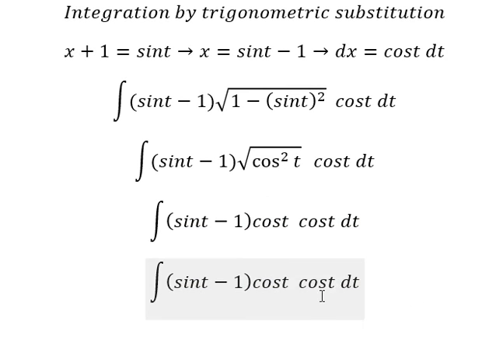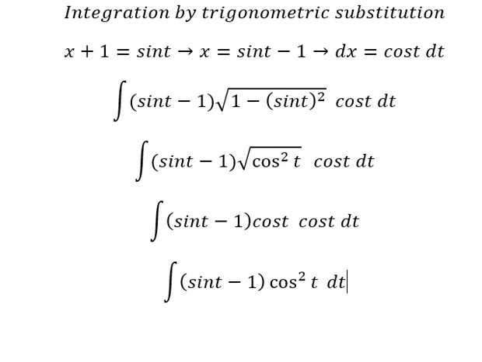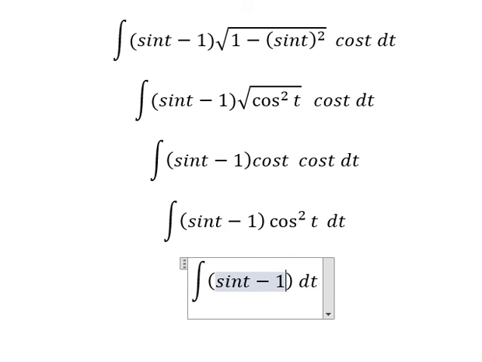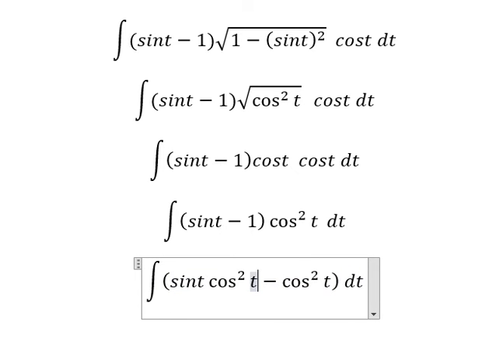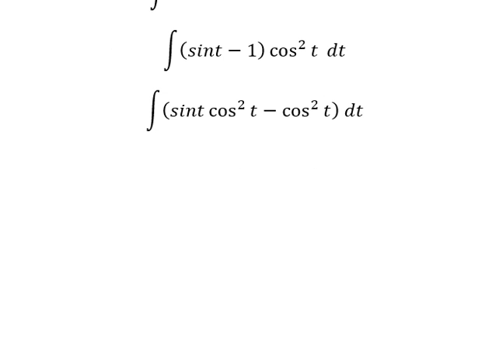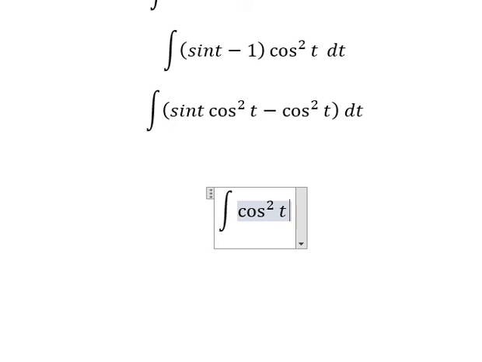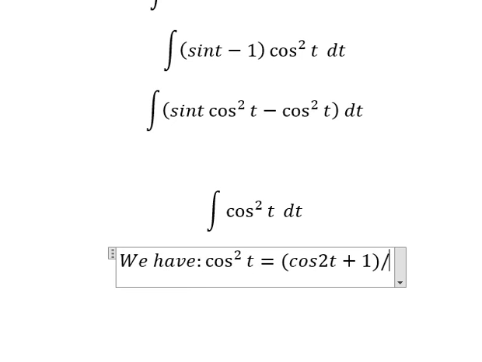Next, cosine t and cosine t, we have cosine t square. Next, cosine t square multiplied by sine t and number 1. Now, we call this one first. So, we have the formula in here. Cosine t square equals cosine 2t plus 1 over 2.